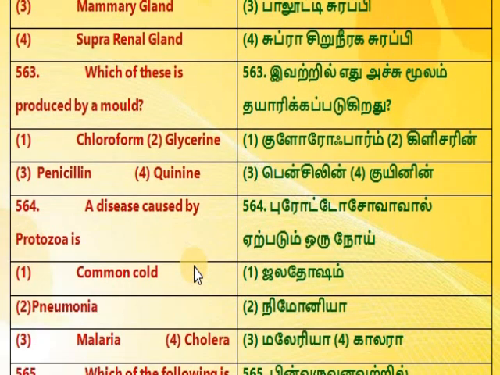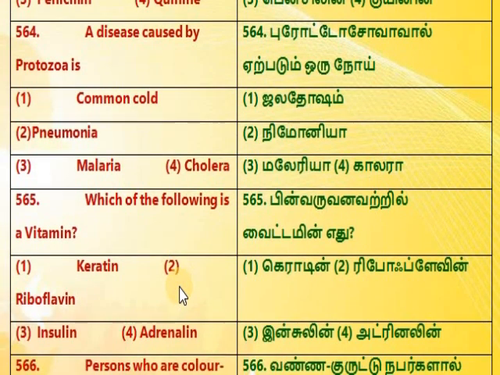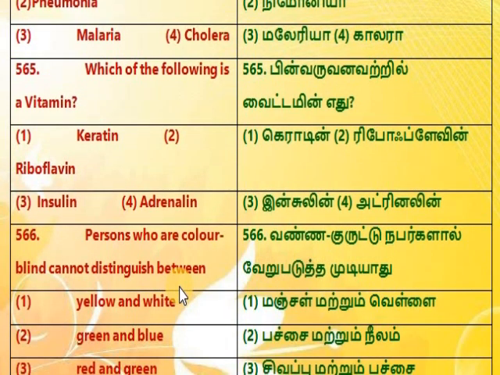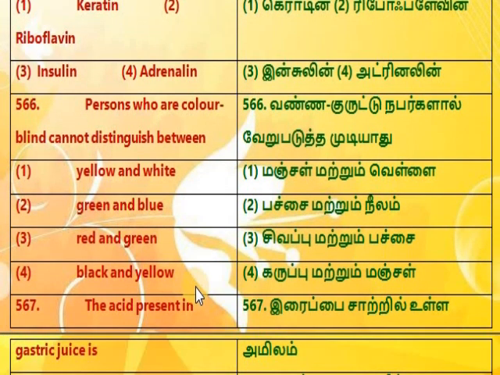563. Which of these is produced by a mold? 1. Chloroform, 2. Glycerin, 3. Penicillin, 4. Quinine. 564. A disease caused by protozoa is: 1. Common cold, 2. Pneumonia, 3. Malaria, 4. Cholera. 565. Which of the following is a vitamin? 1. Keratin, 2. Riboflavin, 3. Insulin, 4. Adrenaline. 566. Persons who are colorblind cannot distinguish between: 1. Yellow and white, 2. Green and blue, 3. Red and green, 4. Black and yellow.